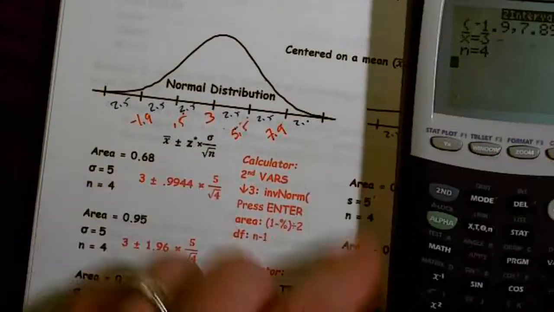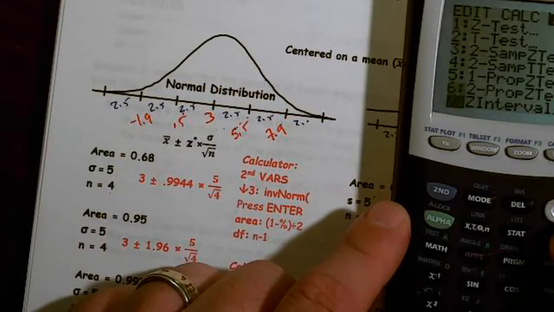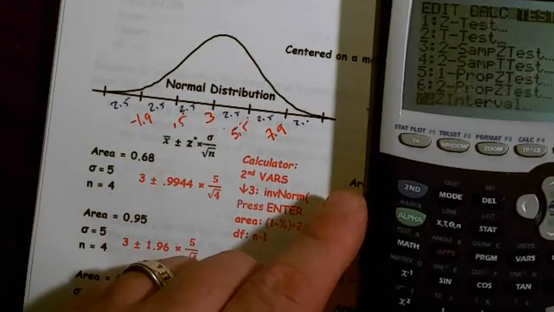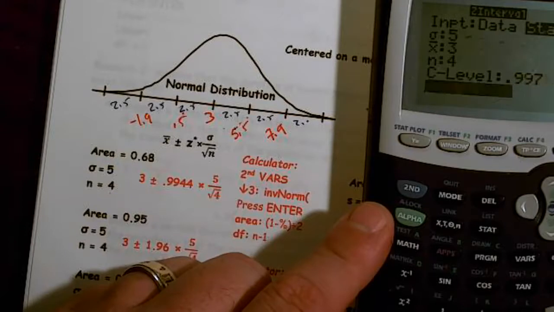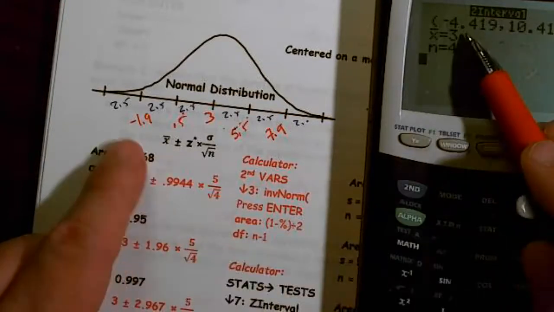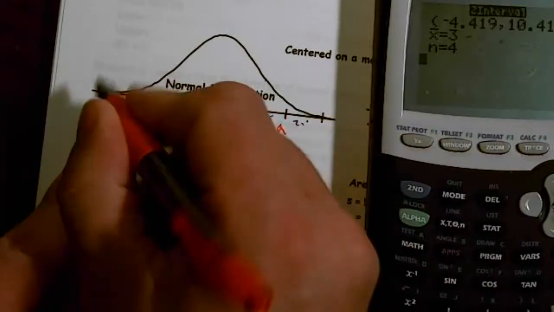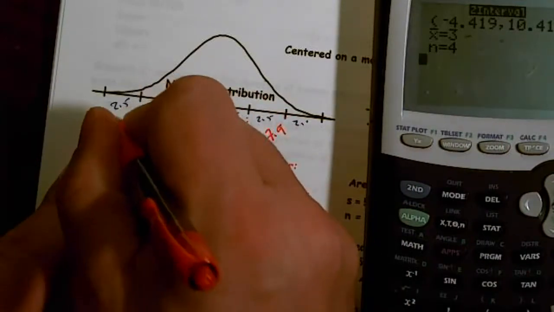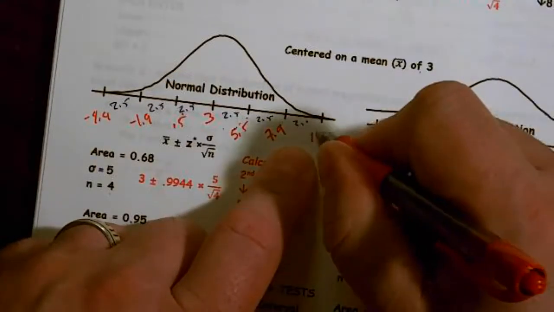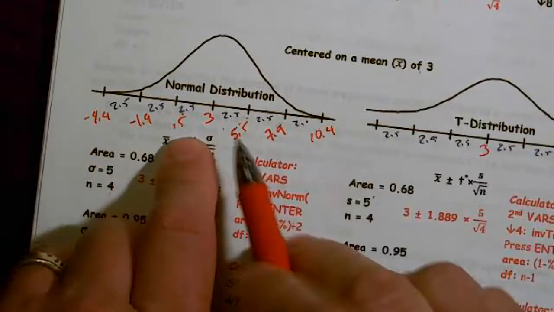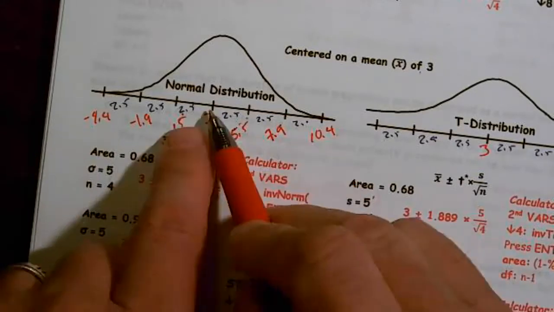And then when I go to do it one more time, stats, test, number 7, this will do the 99.7. I end up with negative 4.4 to 10.4. And essentially all I'm doing is adding 2.5 and going up to here. And this way I'm subtracting 2.5.